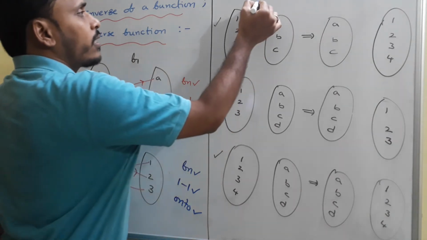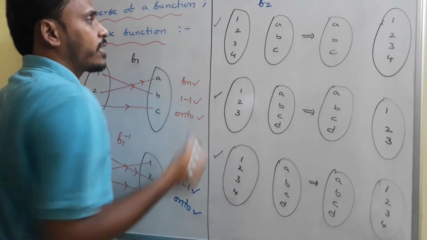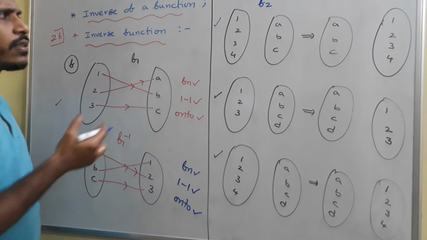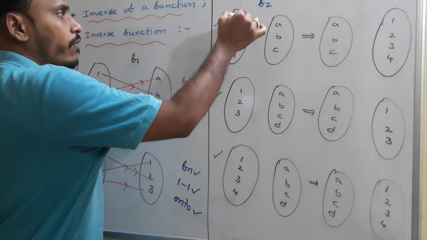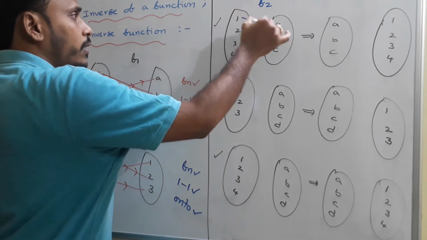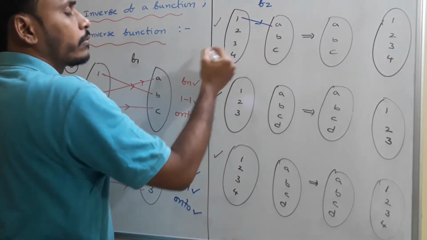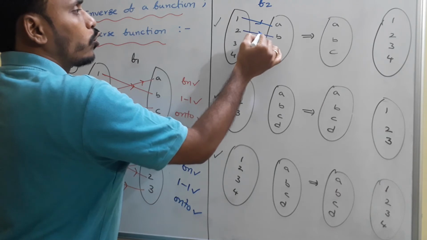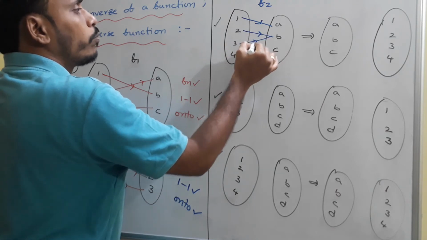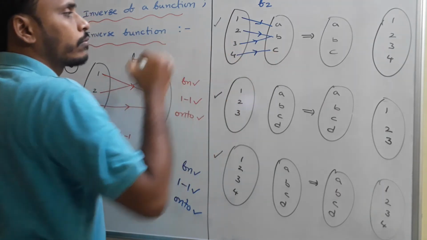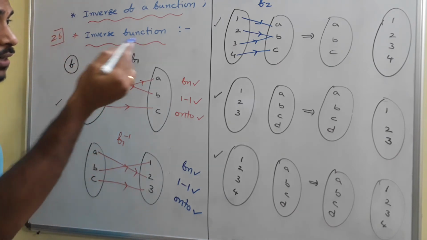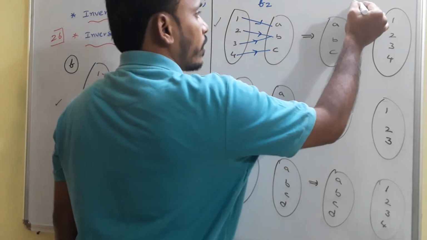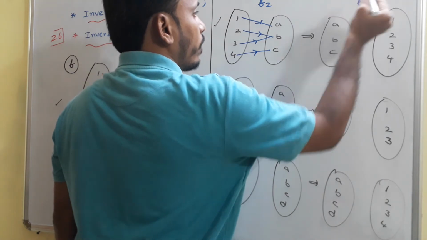Whereas in the second case, I will name the second function f2. I will connect the elements of the first set to the elements of the second set by my choice. Suppose I connect 1 to a, then 2 to b, then 3 to b, and then 4 to c. This is a function f2. Then what to say about its inverse? First of all I will write f2 inverse.